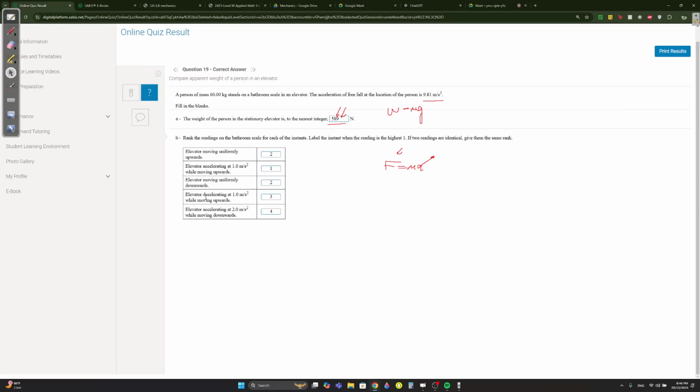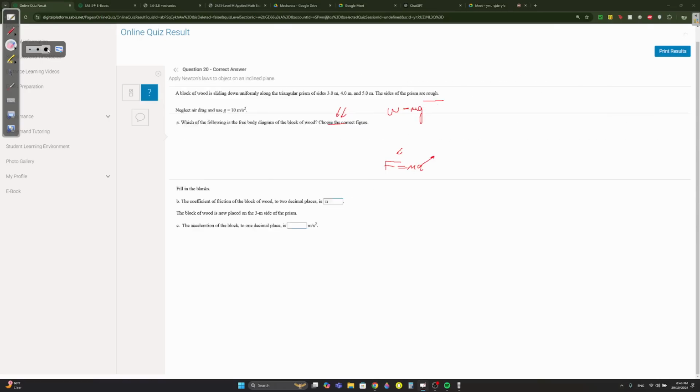Then here they're both negative. So before I go to negative, let's see where there's no acceleration. Obviously it's going to be uniform. They're going to be the second highest. Then when it's negative, -1 is greater than -2. So obviously its force will be greater than -2.